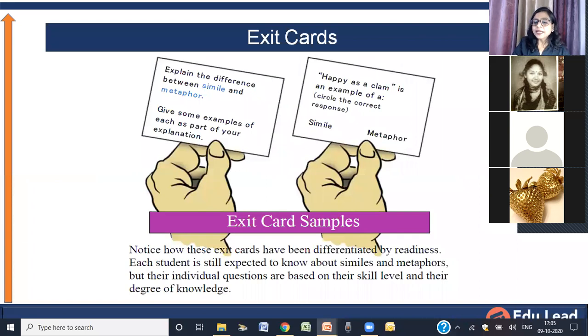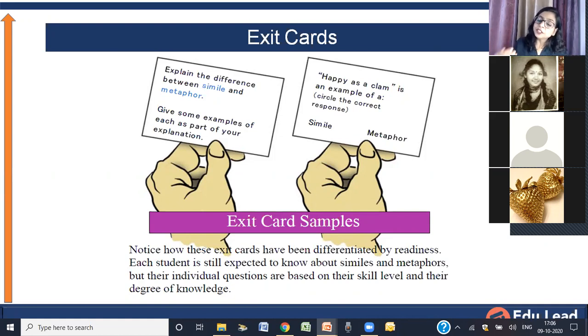Okay, now we will see various things which we can do to integrate differentiation in our class. Some people have already written there how they do assessment, and I think Deepti ji had written exit cards. There are two things, one is entry card, another is exit card. You give exit cards to the children once you've finished the concept and you want to check whether each one of them has got the concept or not.